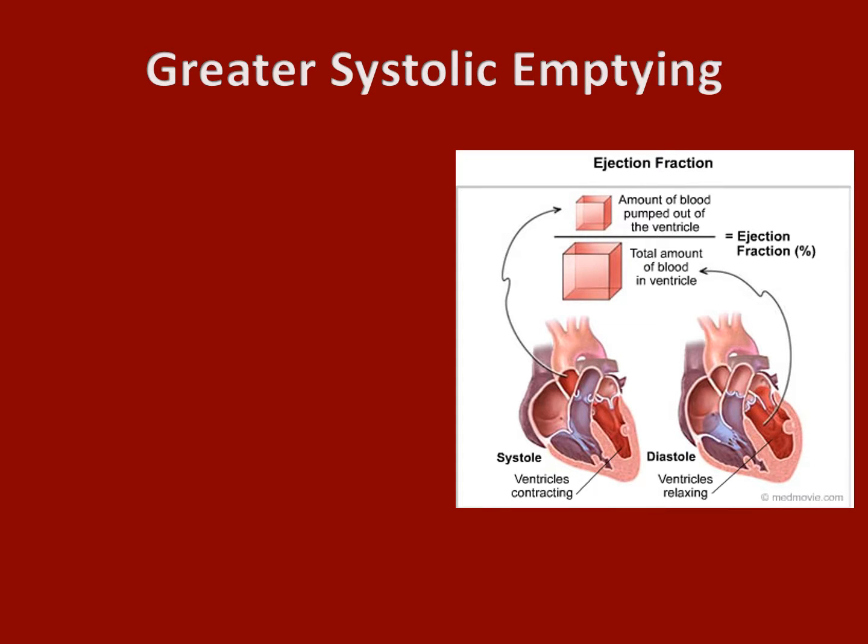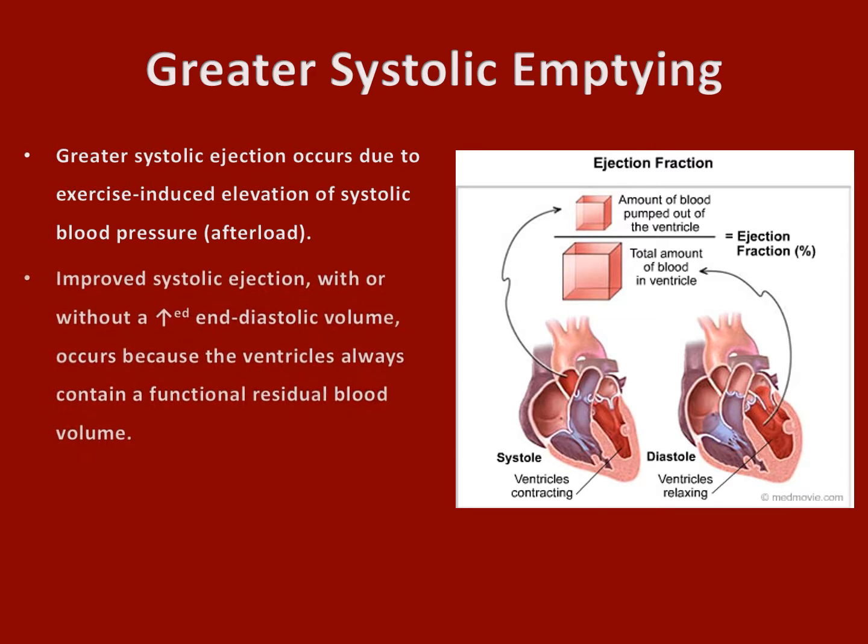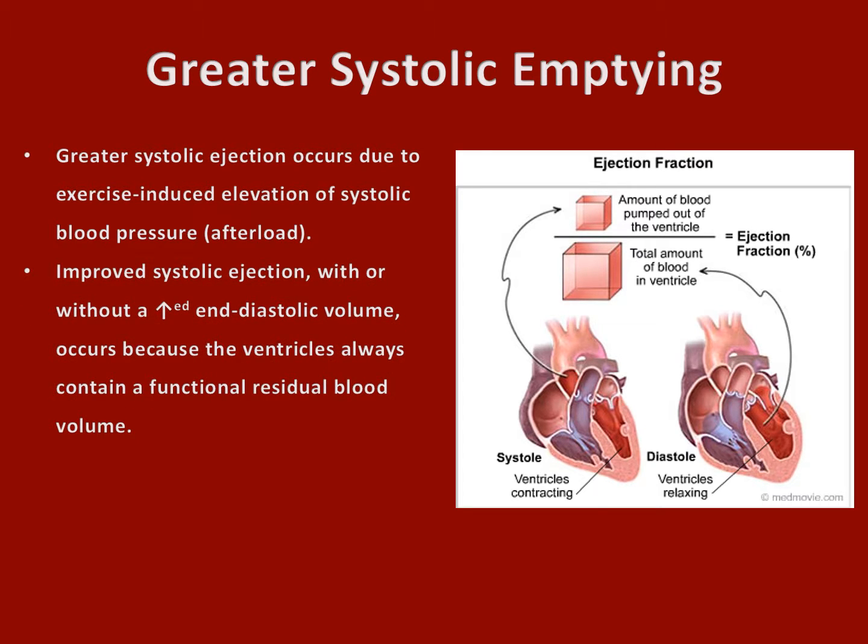Improved systolic emptying is the second mechanism to improve stroke volume. Systolic ejection occurs due to exercise-induced elevation of systolic blood pressure, or afterload. There will always be residual blood volume. Not all blood is pumped out of the heart. Catecholamines, epinephrine and norepinephrine, or adrenaline and noradrenaline, are released during exercise and increase the contractile force of the myocardium and hence also the stroke volume.